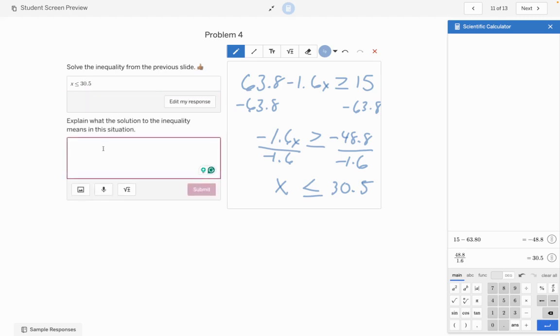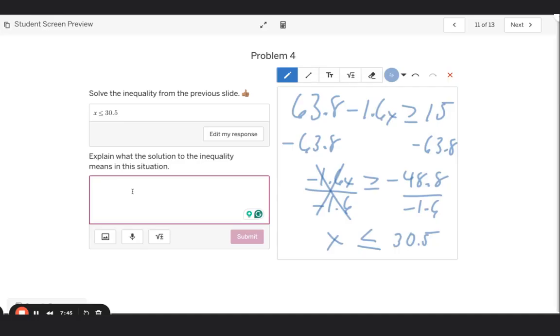So what does this mean? They can't do 31 because that would be too many. So it is 30 loads or less, before, or rather, without having to recharge the card.